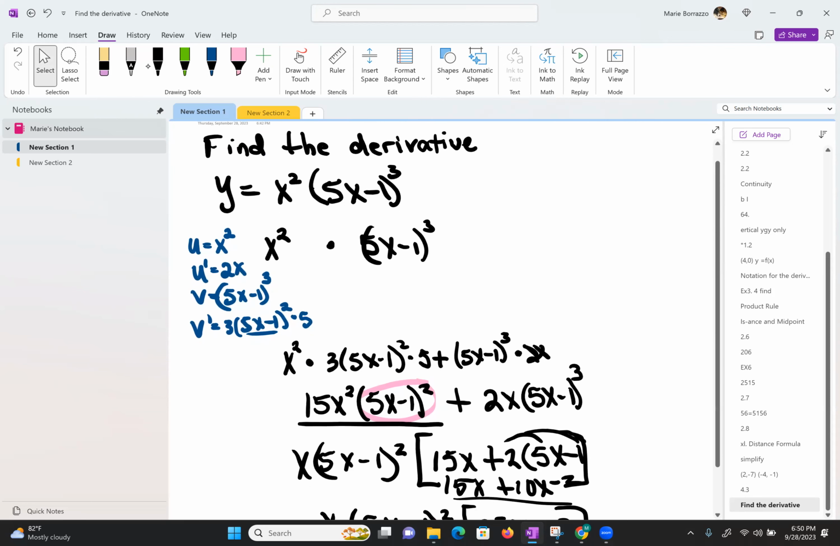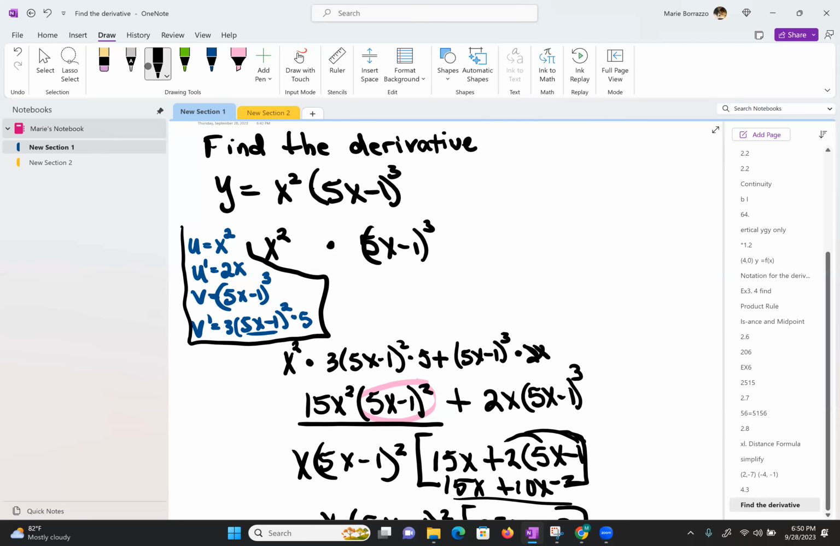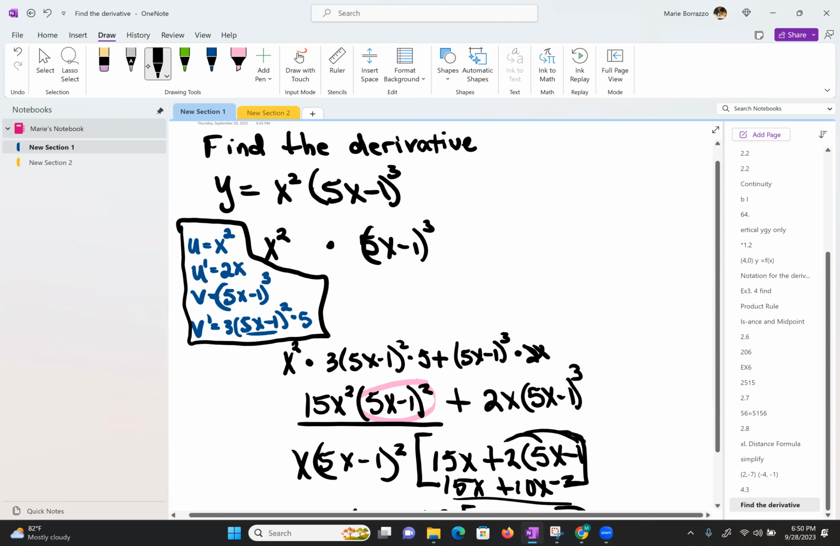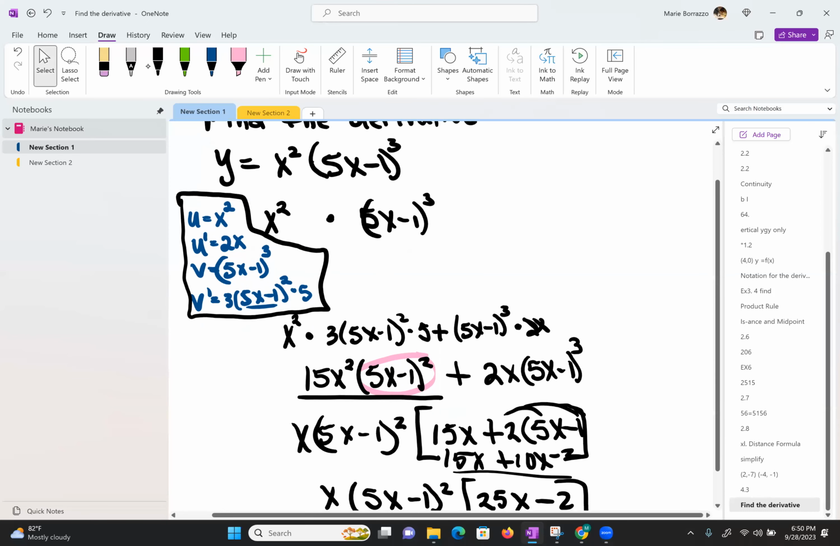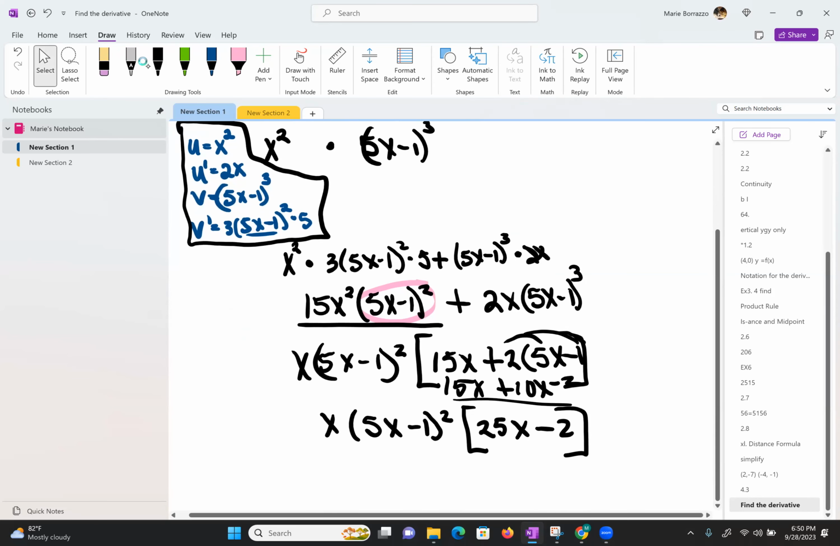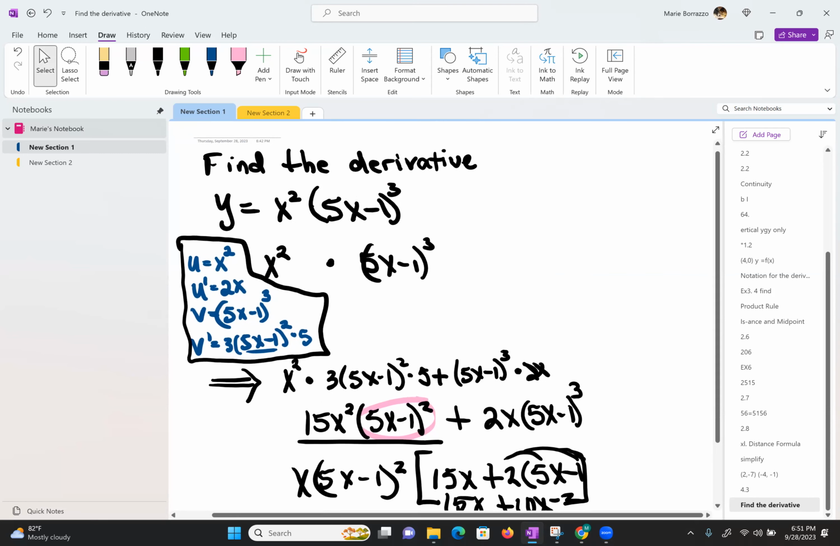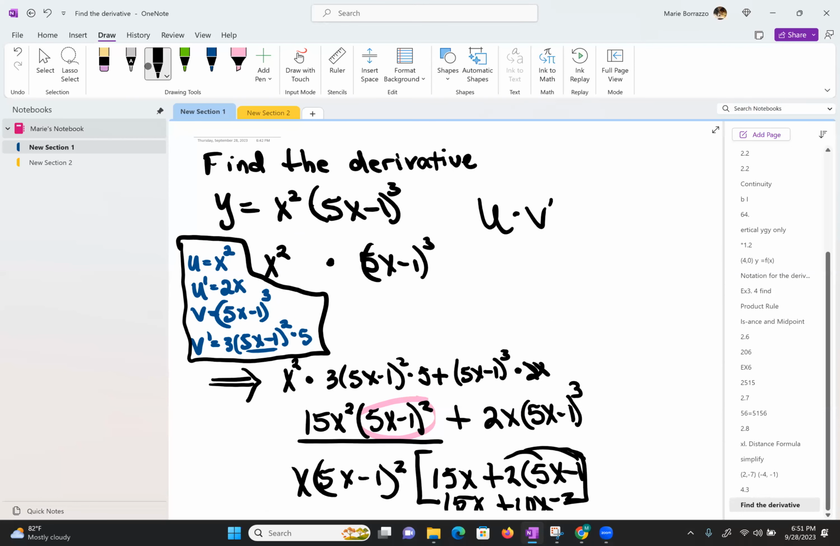And have you noticed the process I used? I started by setting up my little grid with my u and my u prime, my v, my v prime. So in other words, the function, its derivative, same thing for the second function and its derivative. And then at this point, I started using product rule. So that is you memorizing product rule, because product rule has a very simple formula. It simply says u times the derivative of the second function, plus that second function times the derivative of the first function. And that's basically what you have here.